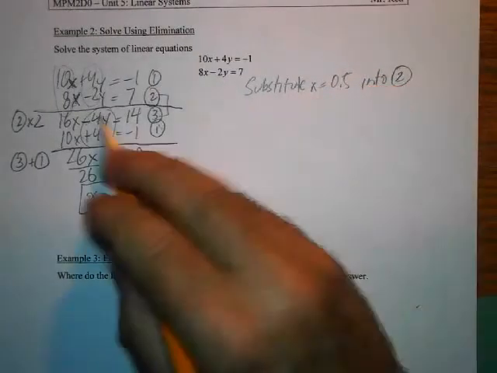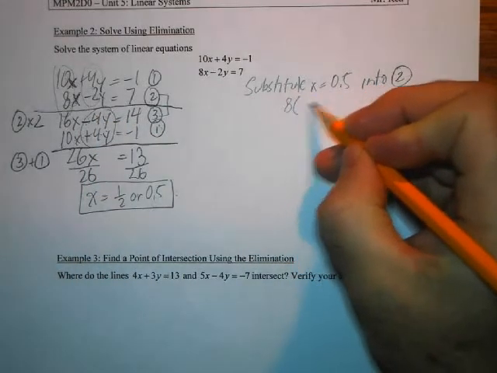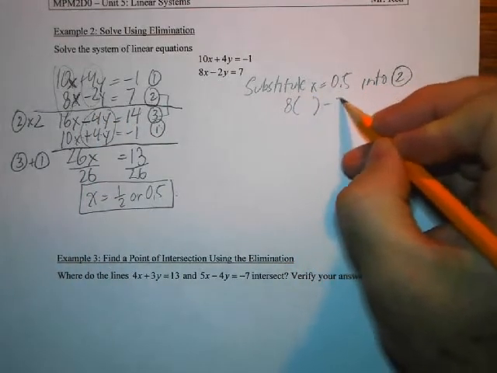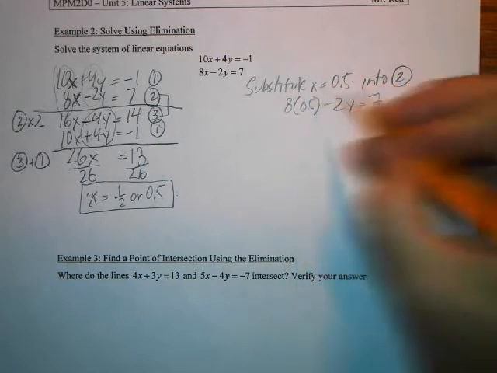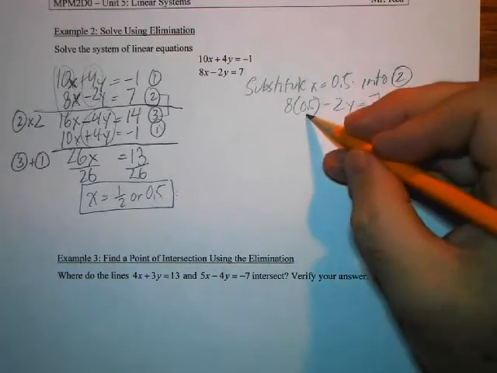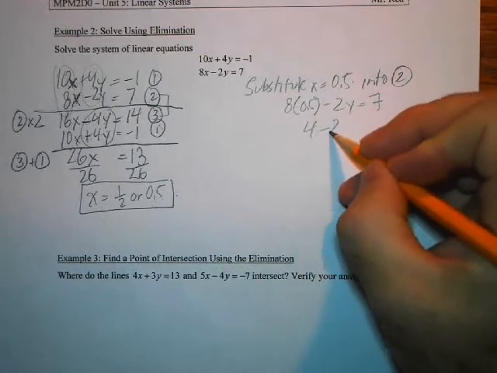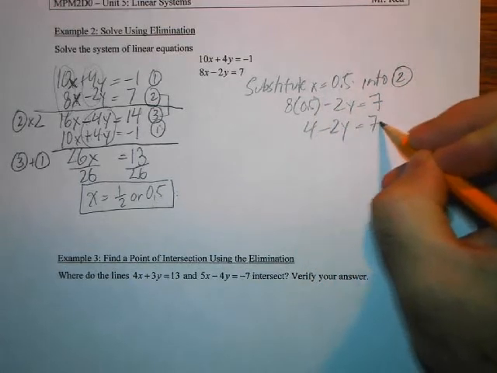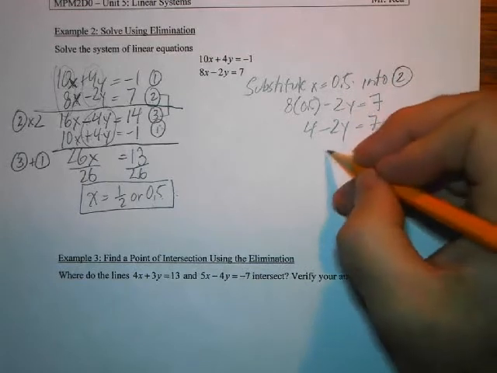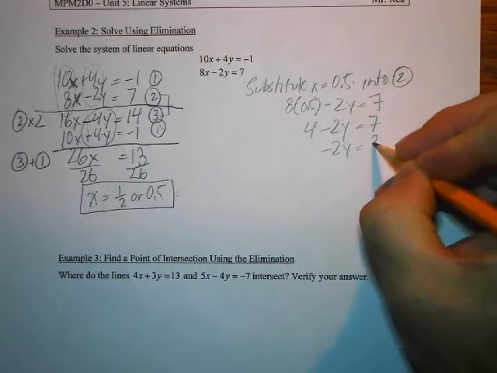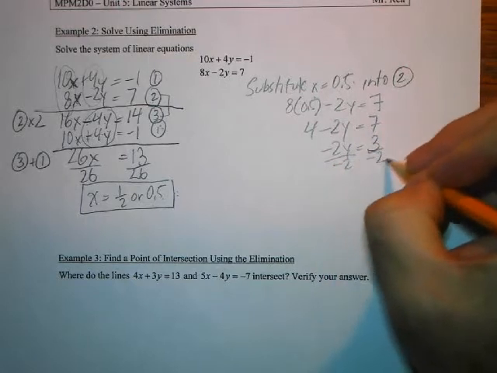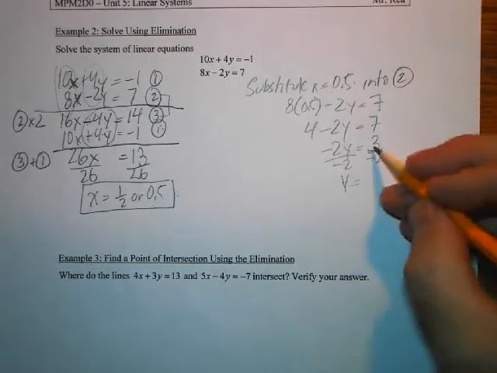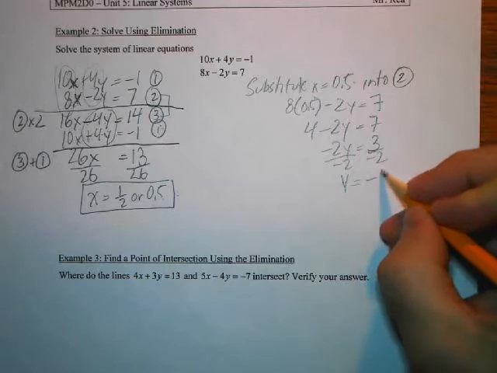So that's going to be 8x minus 2y equals 7, and the x is 0.5. So 8 times 0.5 is 4, minus 2y equals 7. Subtract 4 from both sides, get 3, and divide by -2. y is equal to -3/2 or -1.5.